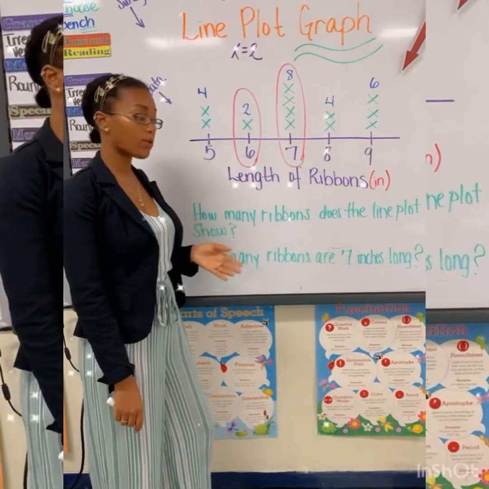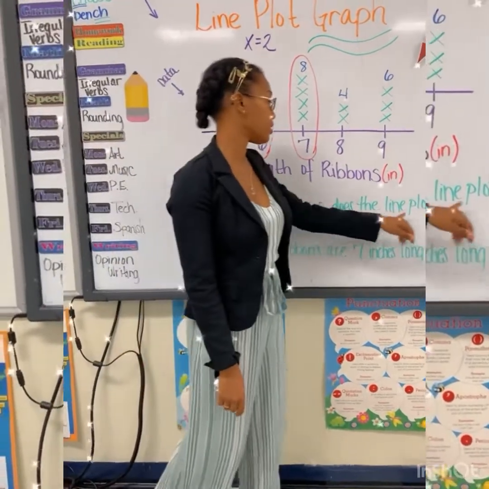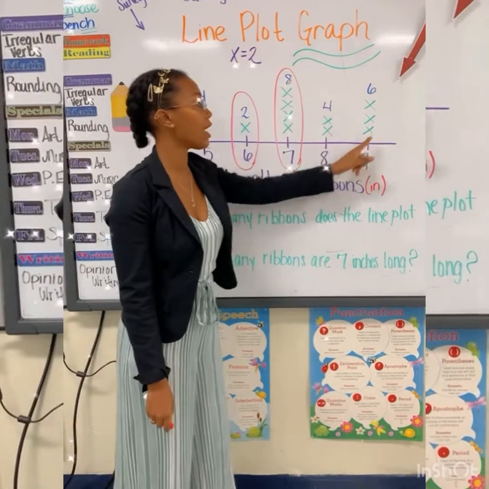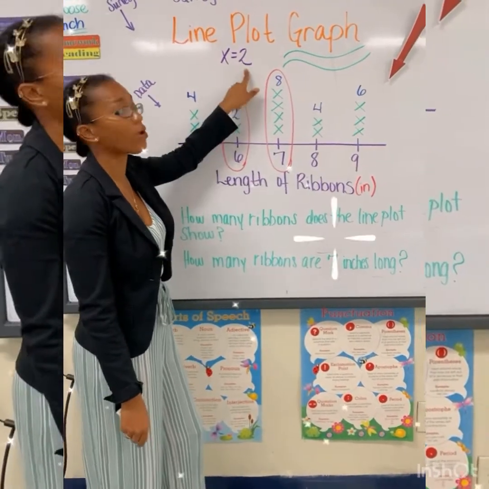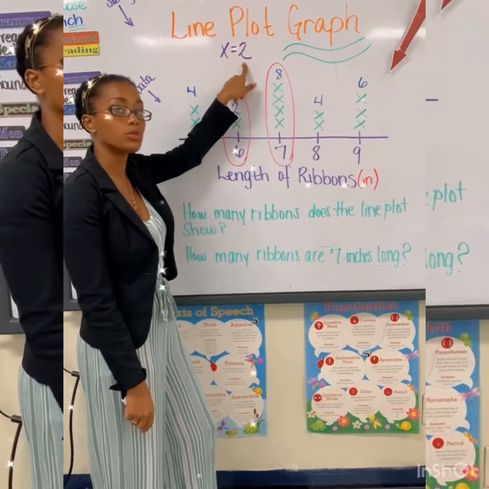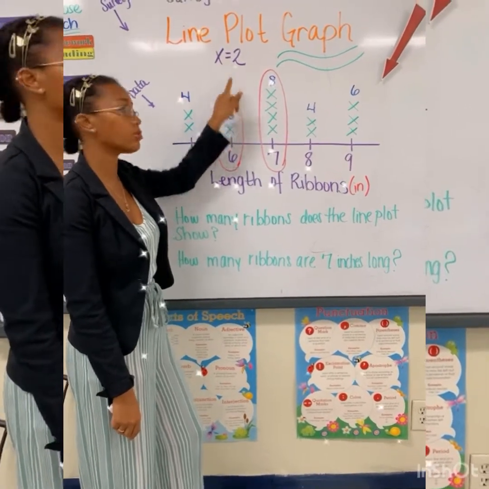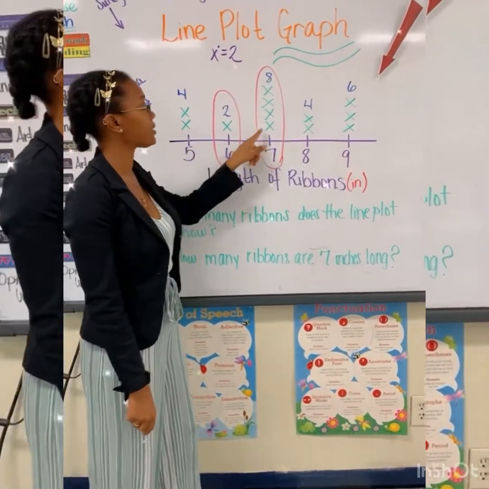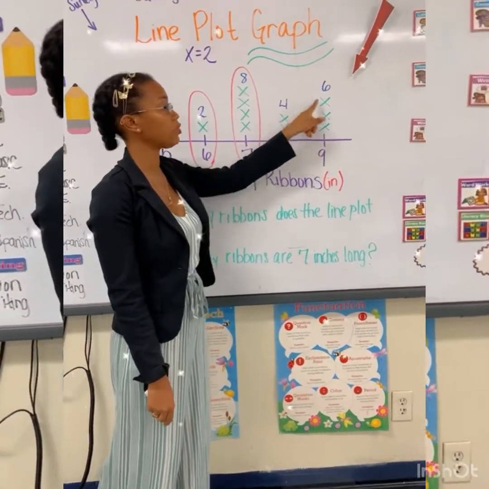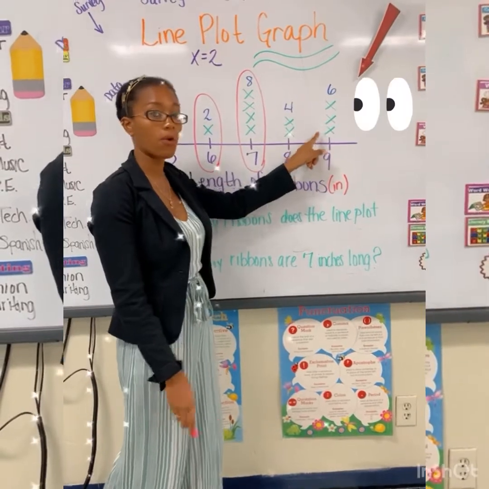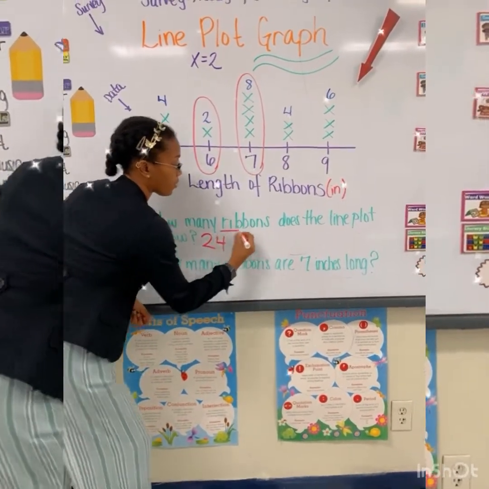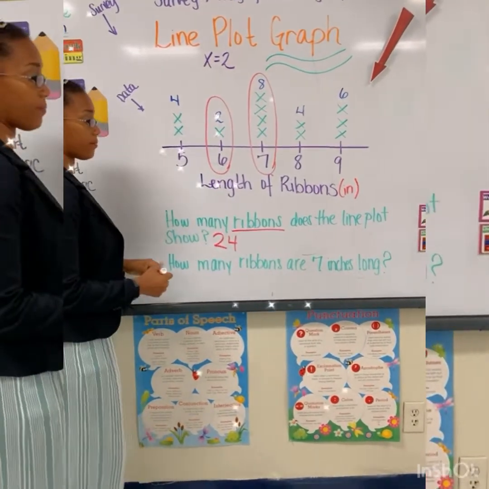Now for my first question, how many ribbons does the line plot show? Well, it's asking you to count these up in total. So since I know we're already counting by 2s because the X is equal to 2, I'm going to skip count by 2. That's 2, 4, 6, 8, 10, 12, 14, 16, 18, 20, 22, 24. So there's 24 ribbons altogether.